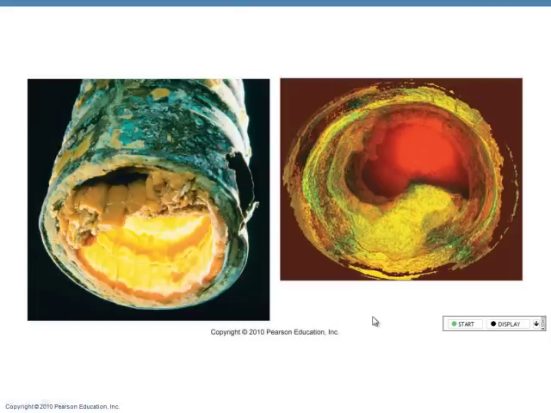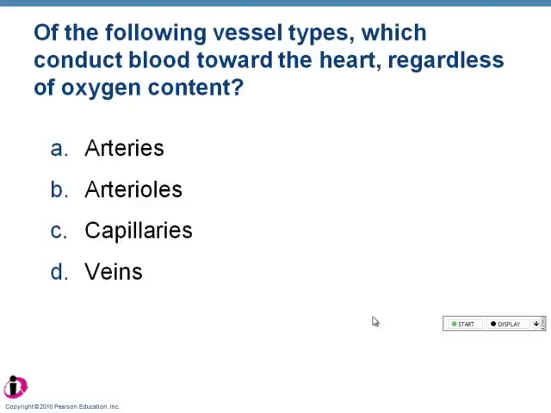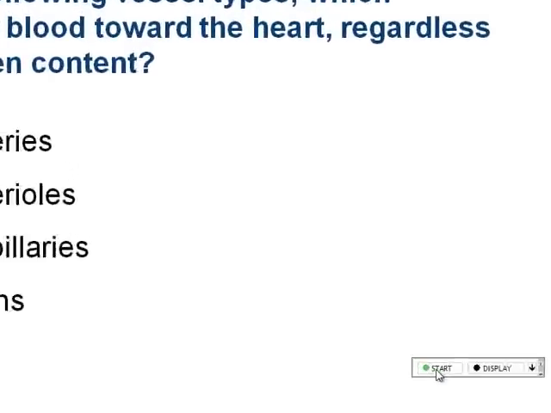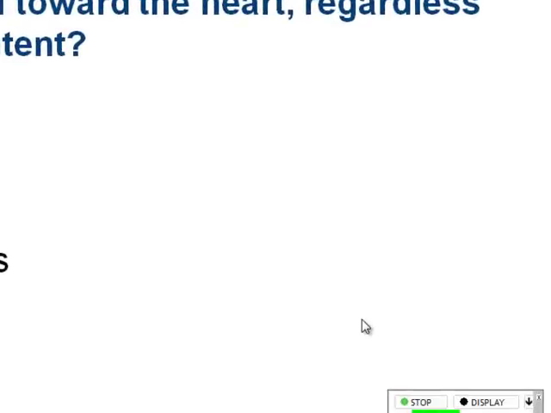Yes, they do. What's this? That's a problem. Because of what? Plaque buildup. What's it called? Not arterial sclerosis. Atherosclerosis. Which of the following vessel types conduct blood towards the heart, regardless of oxygen content? So which vessels bring blood where? Back to the heart.